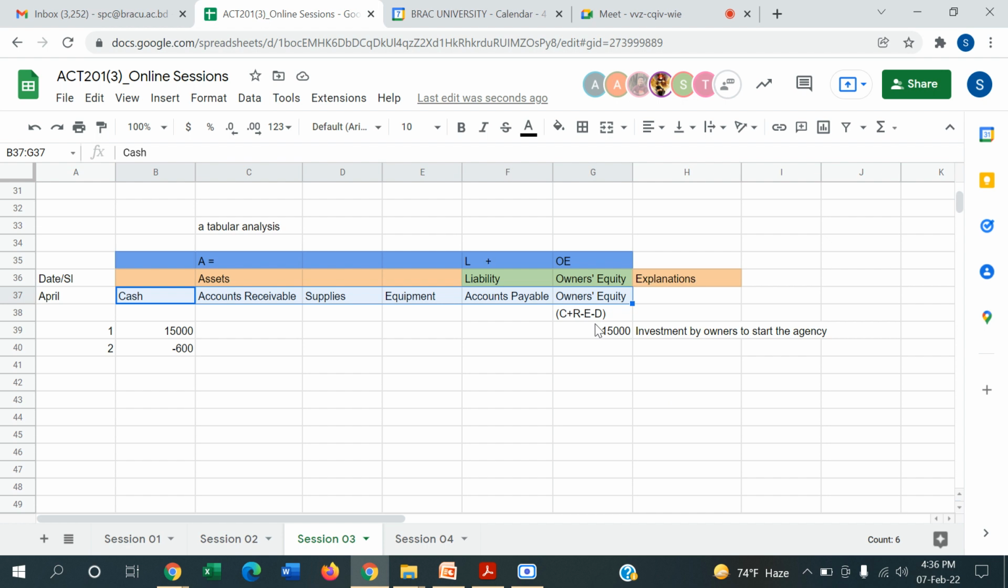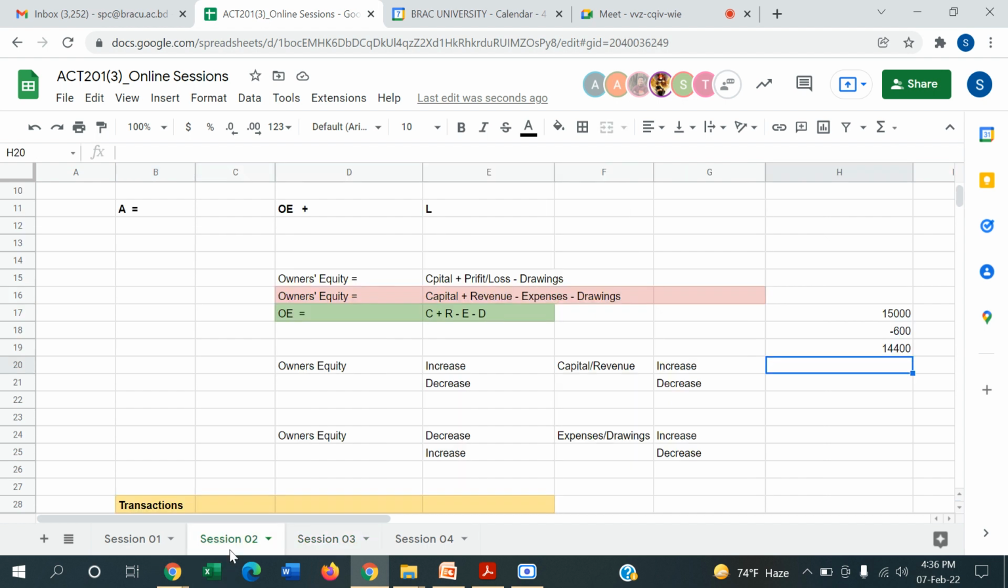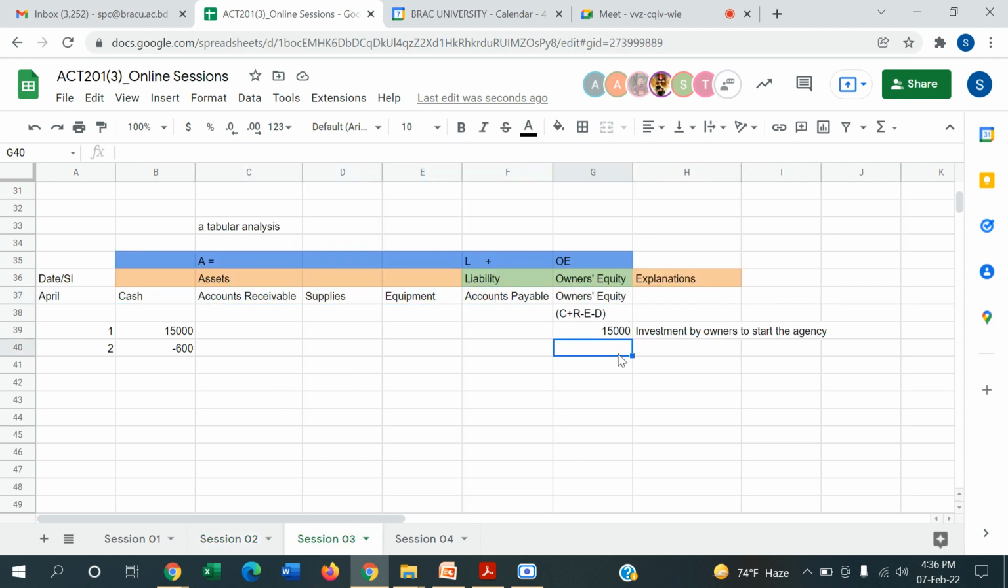Now, if expense increases, how will the owner's equity be affected? It will decrease. So we will also reduce owner's equity by 600. How can we explain it? Rent paid. Paid rent in cash. We can write it down like that.